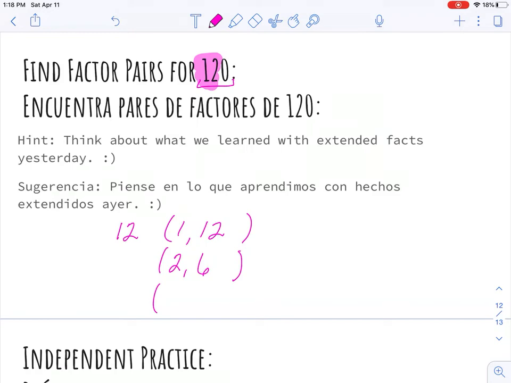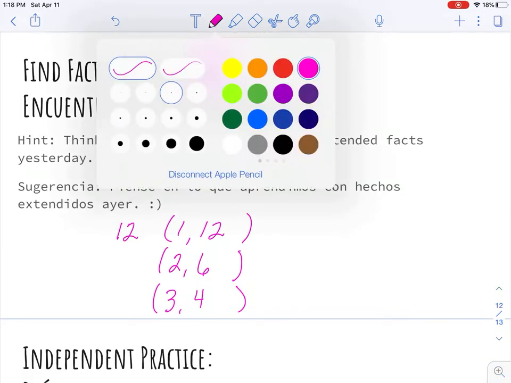Can we count by 3? 3, 6, 9, 12. Oh, yep, so that's 3 and 4. Now, when I get to 3 and 4, the numbers are right next to each other, so I don't need to go any further. So 1 and 12, 2 and 6, and 3 and 4 are the factors of 12.